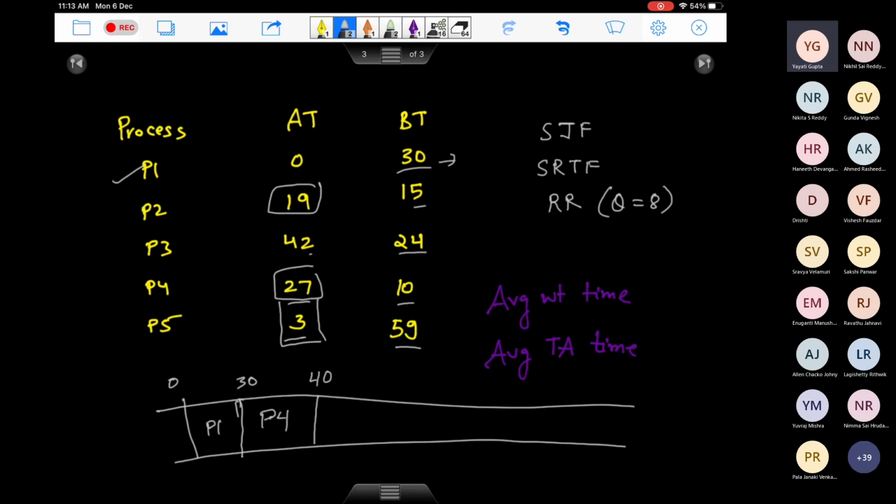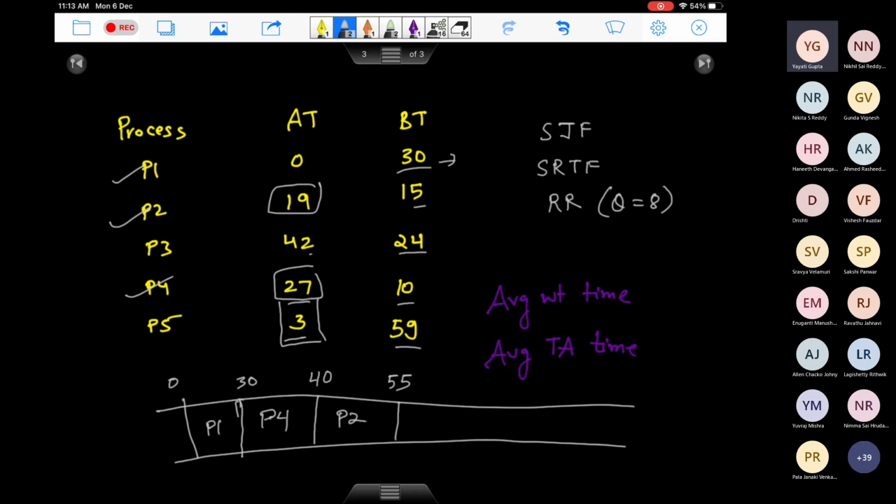So P1 is done, P4 is done. At time 40, we have P2, P3 and P5. And again, P2 has the least, right? So P2 executes for the next 15 time units, which is 55. P2 done. And now we are left with P3 and P5.